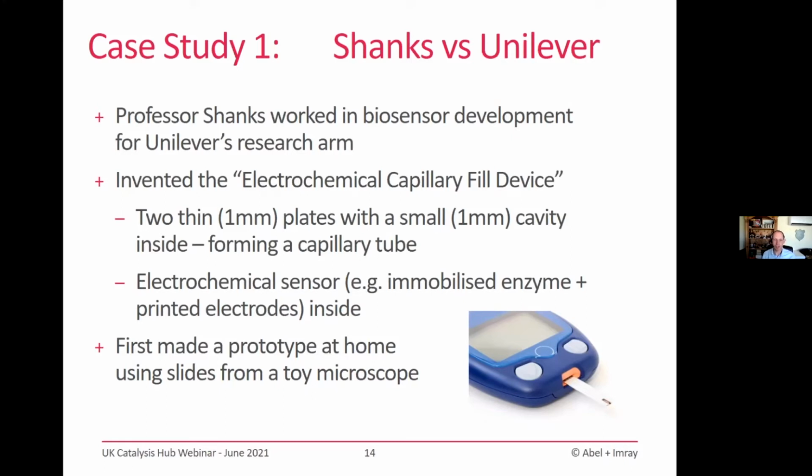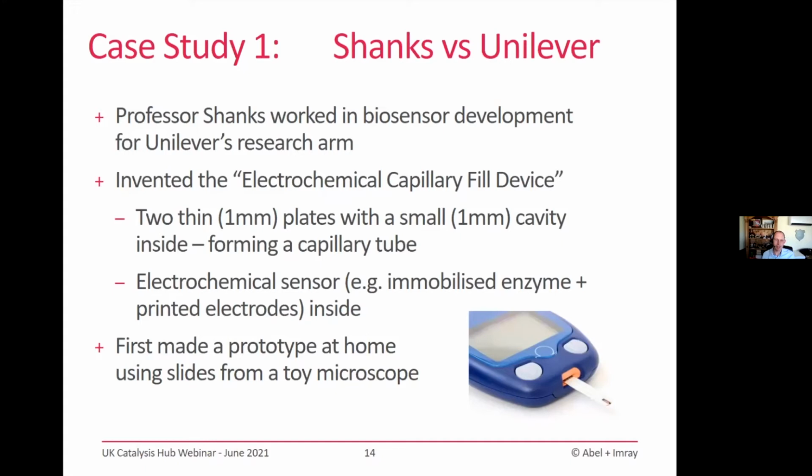So they had an entity in the UK that employed all their research scientists, and he was one of them. He worked in biosensor development. While he was there, one of his interests turned into an invention of what became called the electrochemical capillary fill device, a slightly complicated name. His invention was conceived as a couple of thin plates with a little cavity between them, and that made a capillary tube.